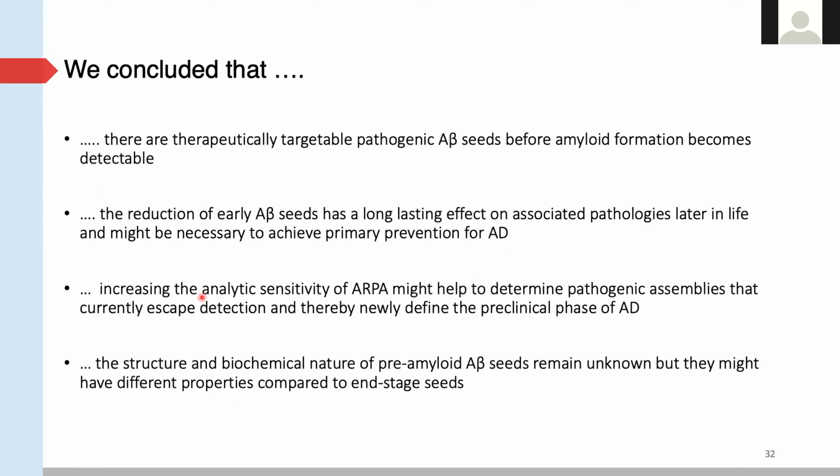We also concluded that increasing the analytic sensitivity of ARPA might help to determine pathogenic assemblies that currently escape detection, and thereby we could newly define the preclinical phase of AD. Unfortunately, the structure and biochemical nature of pre-amyloid seeds remain unknown, but they might have different properties compared to end-stage seeds. And this is basically also what I'm working on right now in my project. So I'm really curious if I can tell you, I don't know, next year, about another paper.